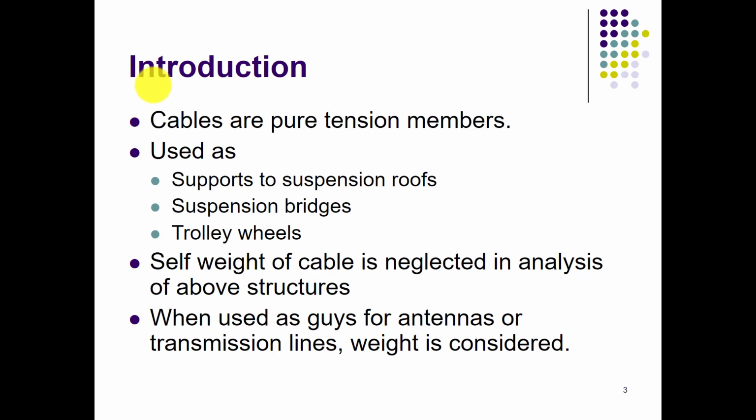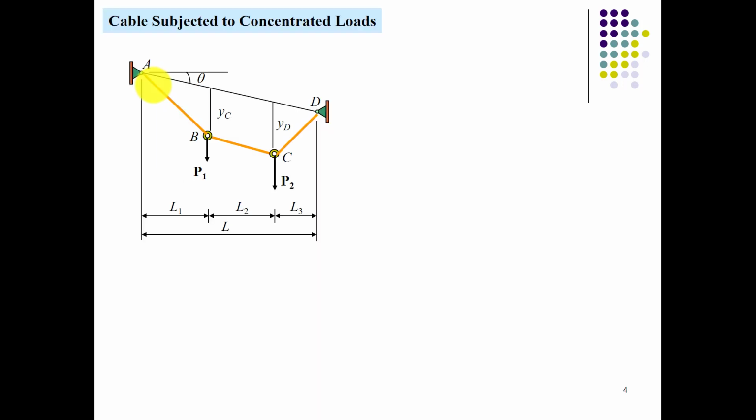Cables subjected to the concentrated load. Here we have a cable which is subjected to P1 and P2. There are basically three member elements of the cable, which are AB, BC and CD. The supports A and D are at different elevations, you can see that. And there are different span lengths L1, L2, L3, which constitute the total length of the span between A and D. So the free body diagram shows that it has hinge support at A, and hinge support at D.